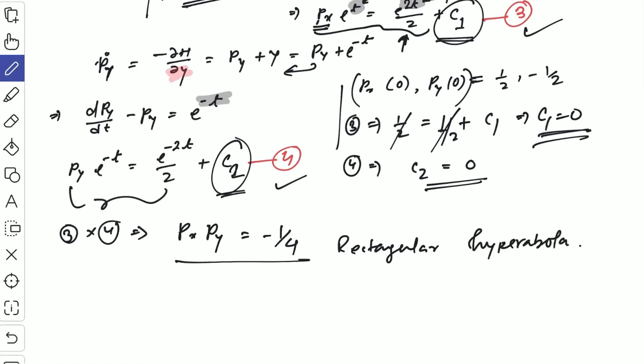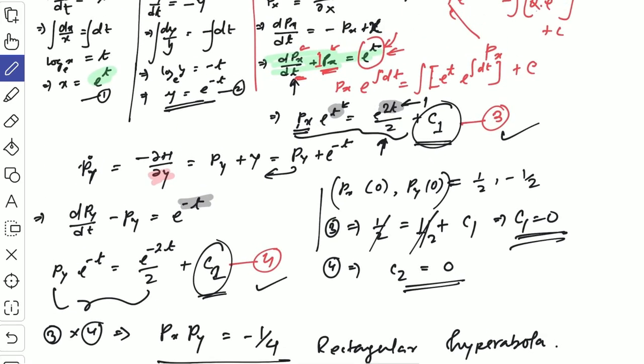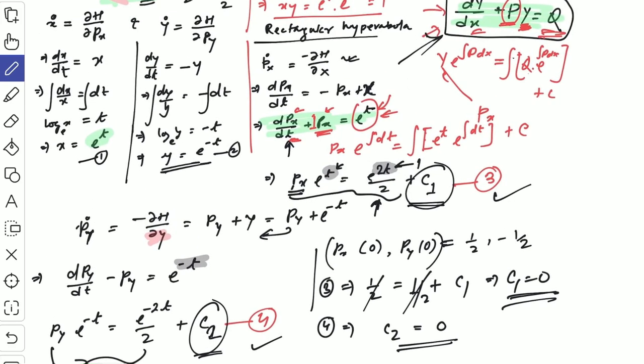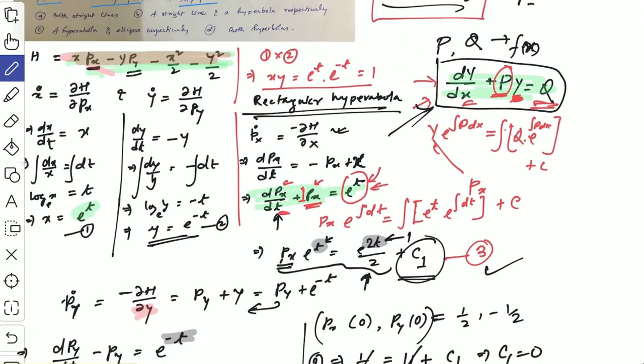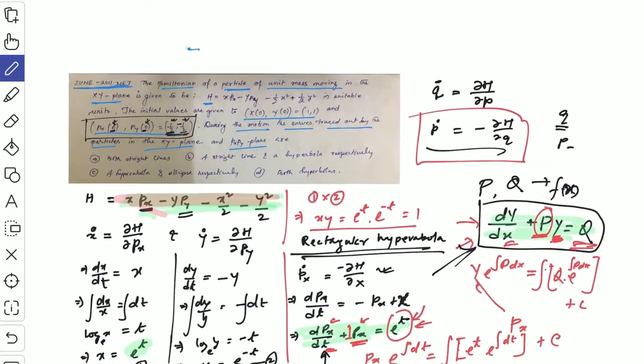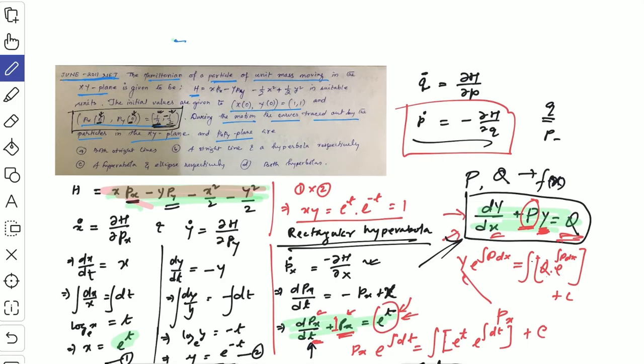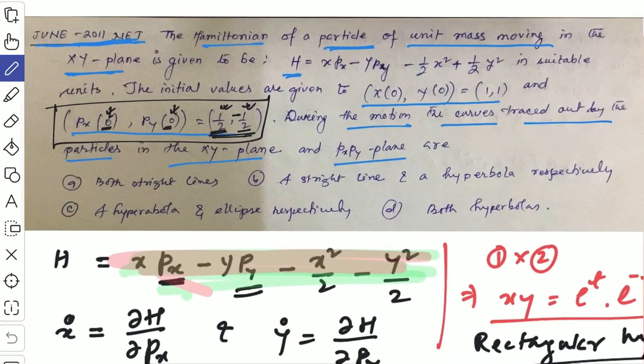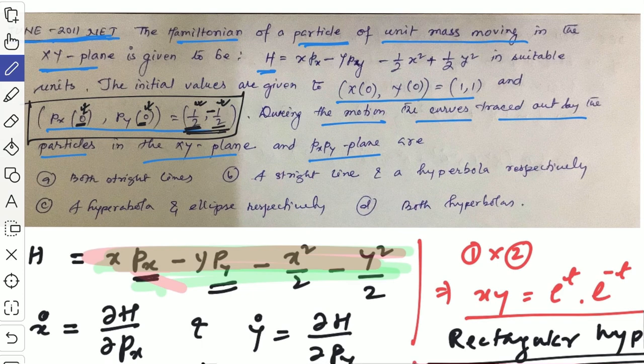So our correct option will be that in both cases we have got a rectangular hyperbola, here also and here also. So if you check it, let me enlarge it, here both are hyperbolas, so this option is correct. Now let's move on to the next question.